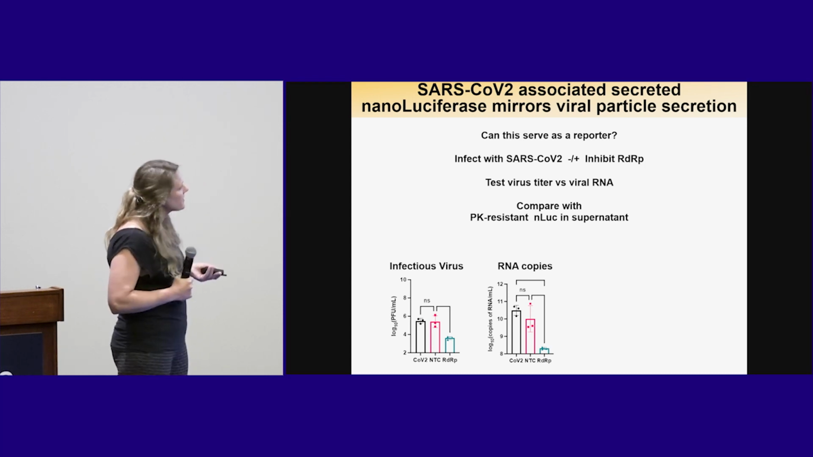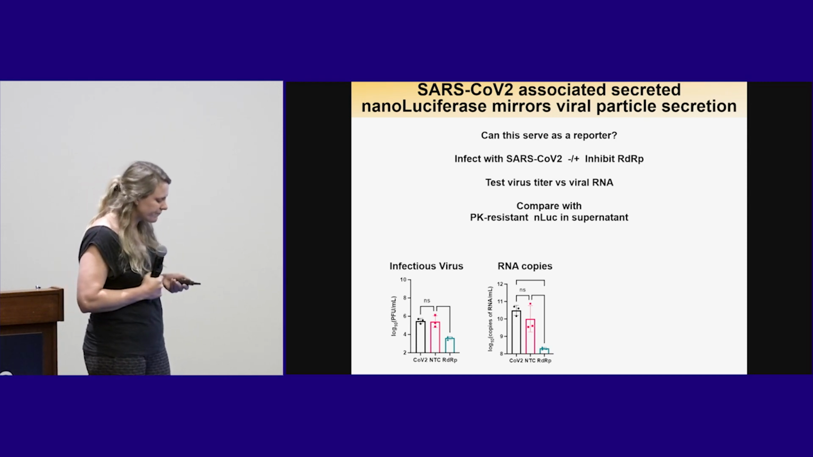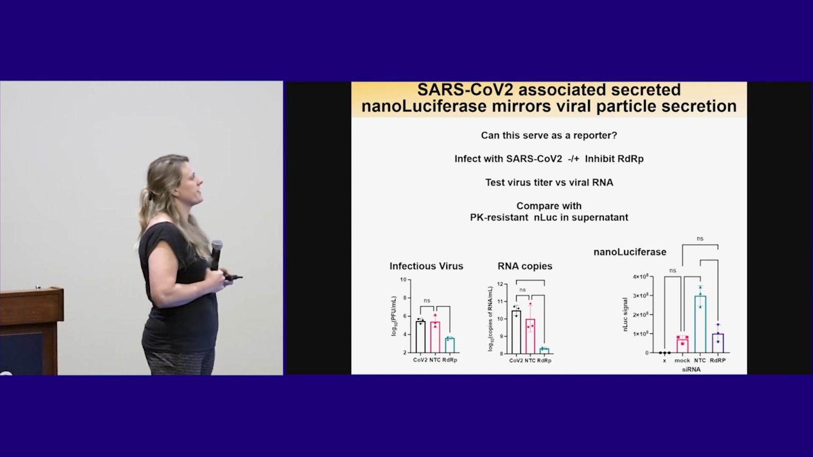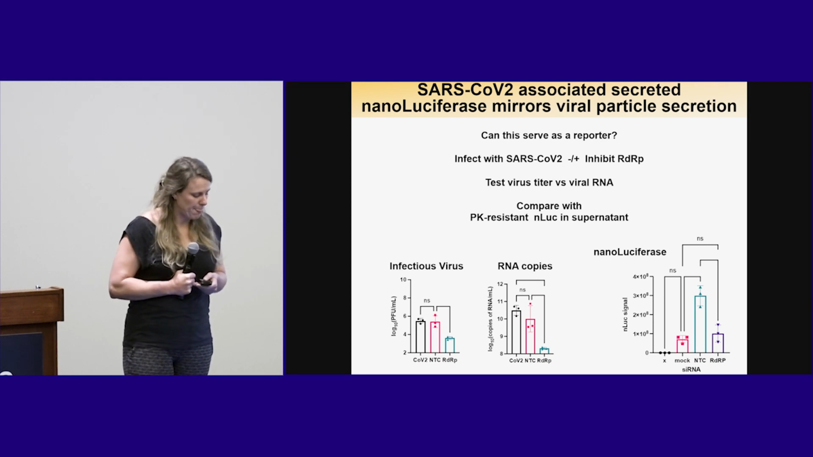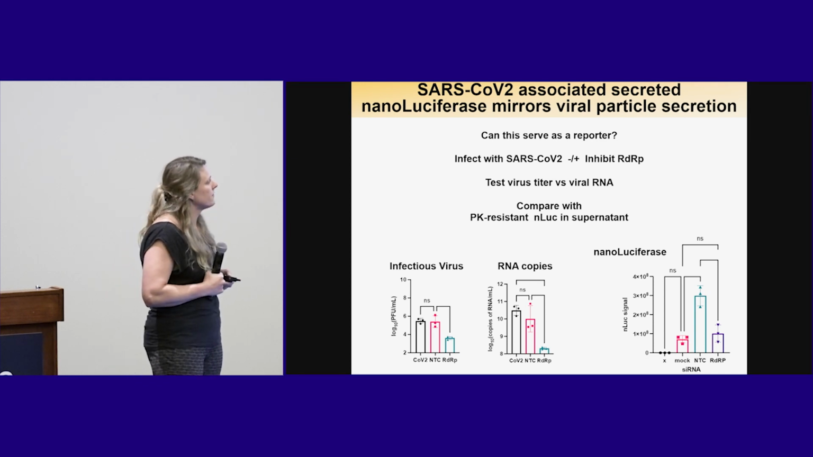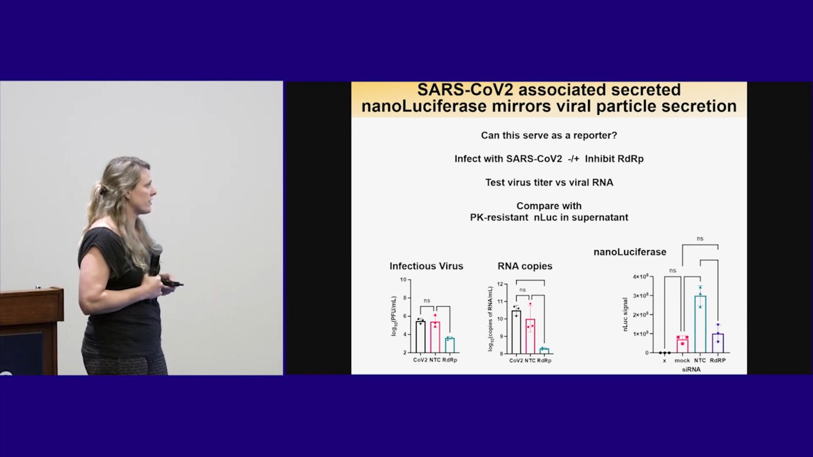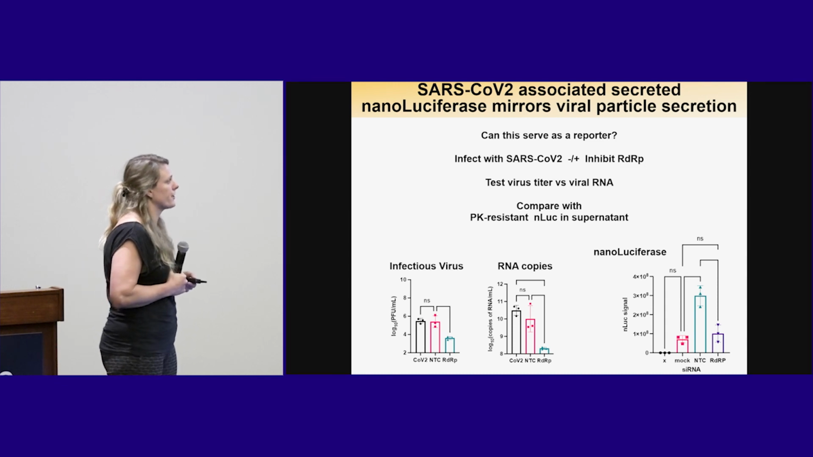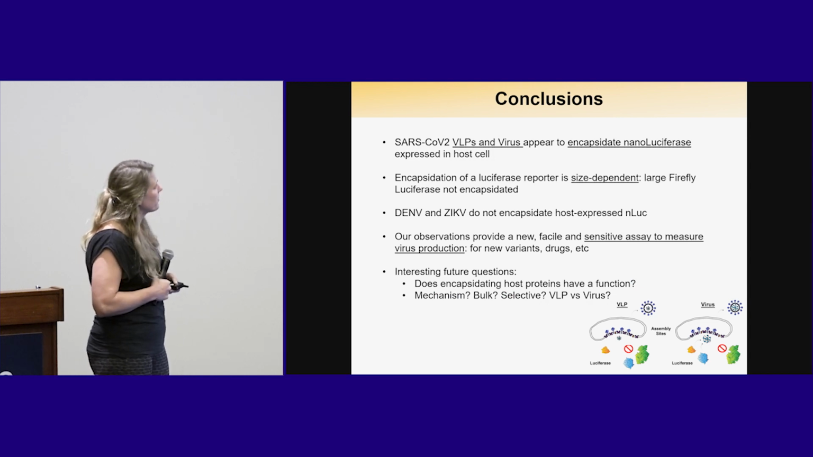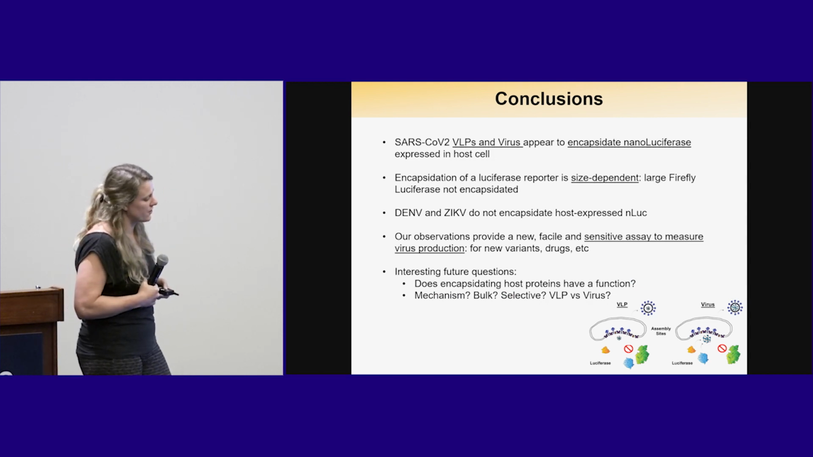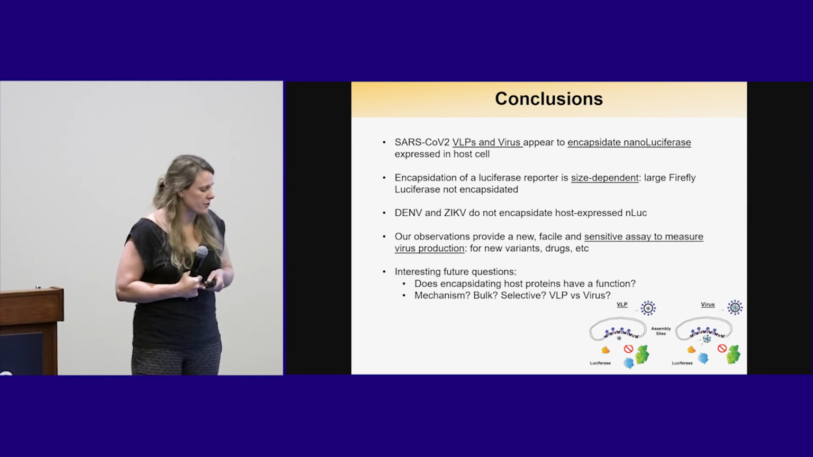And with both, as expected, we see a decrease in infectious virus secreted and RNA copies. And then we also see a decrease in the secreted and protease K protected nanoluciferase secreted from these cells upon RdRp inhibition. So we think that this then can serve as a nice marker for virus particle production in a very simple manner. So today we've gone over and demonstrated that SARS-CoV-2 virus and VLPs package a free cellular protein such as nanoluciferase.